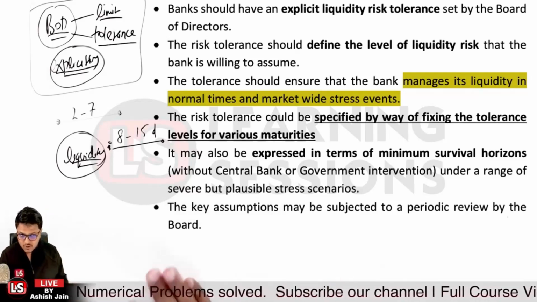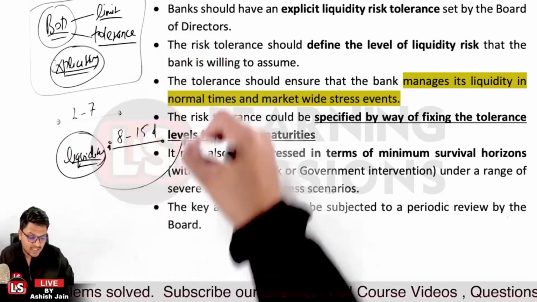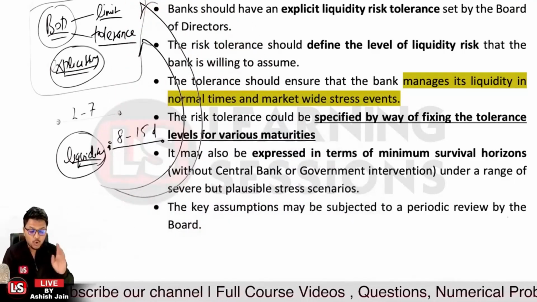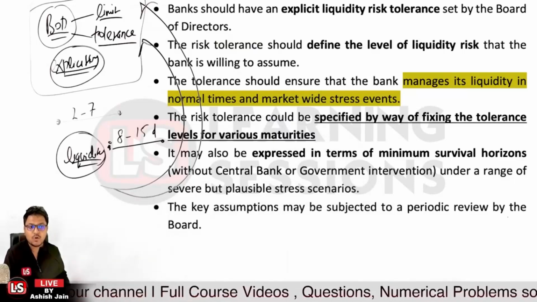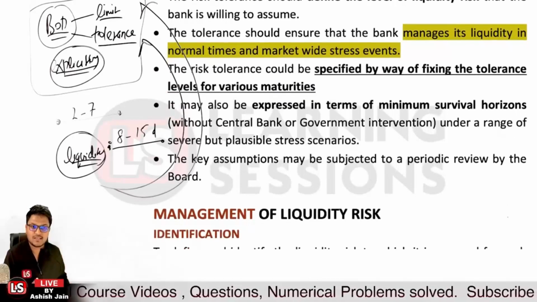And whatever assumptions are taken while setting up these tolerance limits and tolerance factors, those assumptions must be reviewed at least within 1 year by the board of directors. Okay, so that's the case related to it.